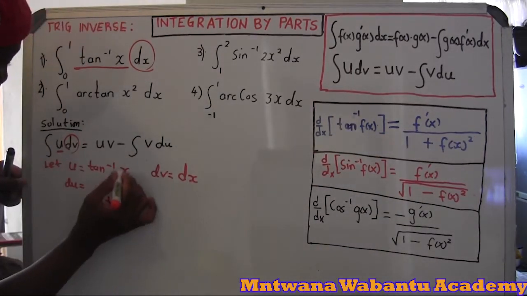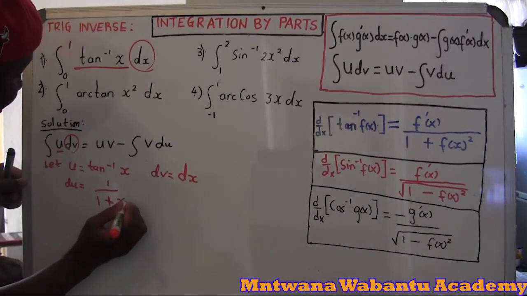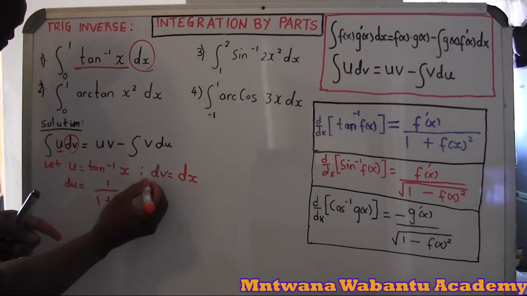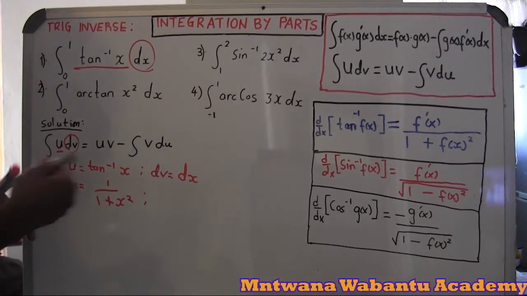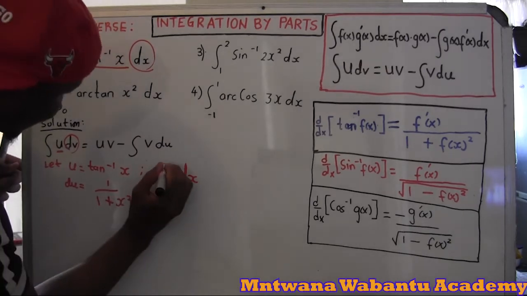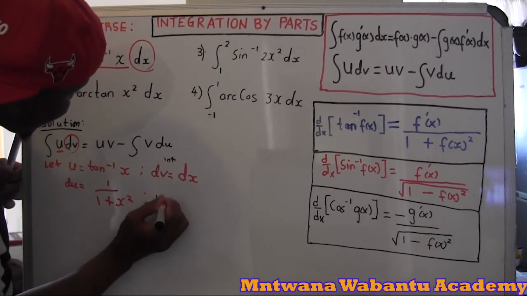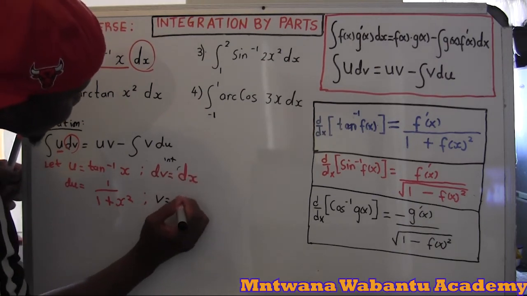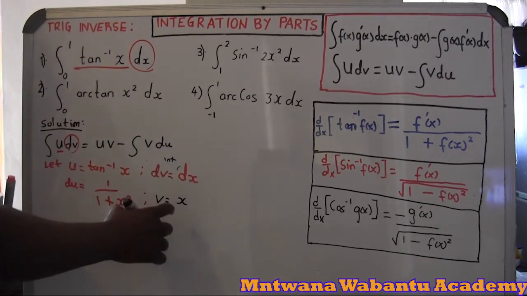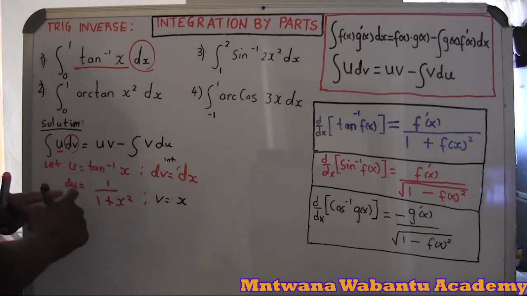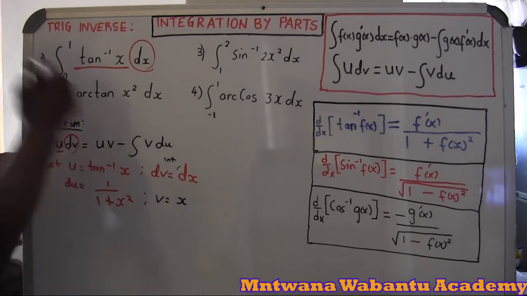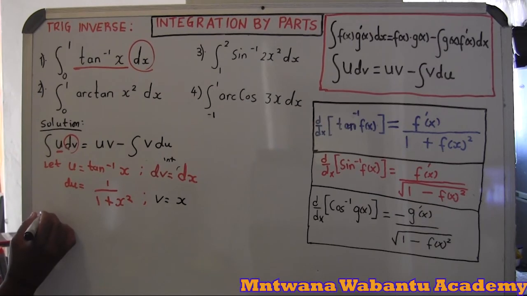What is the function? You square the function. The function is x, so when you square, it's going to be x squared. Now we come here, we integrate this one. When you integrate dv, you're going to get v, and when you integrate dx, it's going to give you x. Okay, so I'm going to take all of this and put it in the formula.